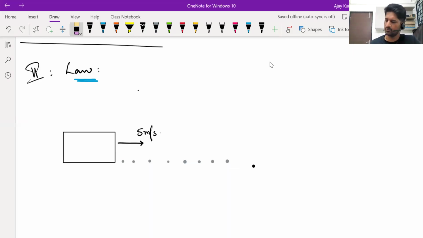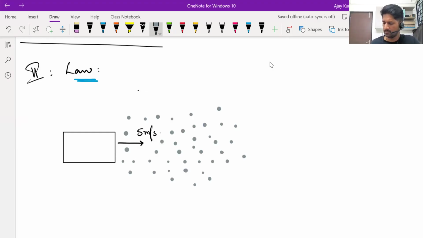Let us remove the floor. Assume this is happening in space. There's some object floating around in space, and in space, assume there is some dust. They call it interstellar dust. Suppose this object has been released from a rocket or something, and there are dust particles in front of it. What will happen to this object? The moment it was released, its speed was 5 meters per second. What will happen to it?